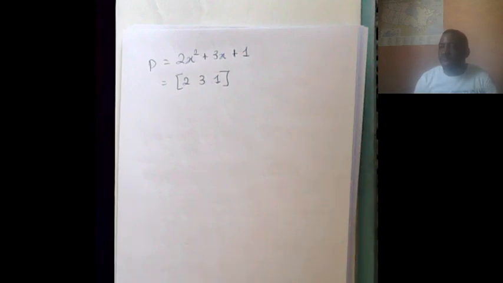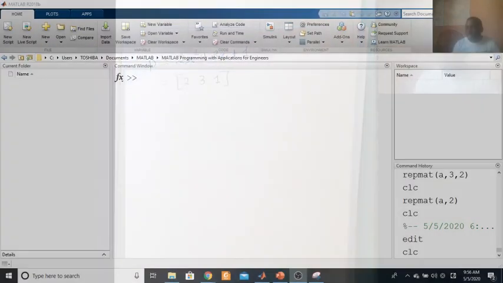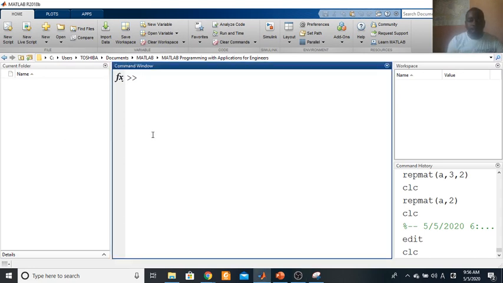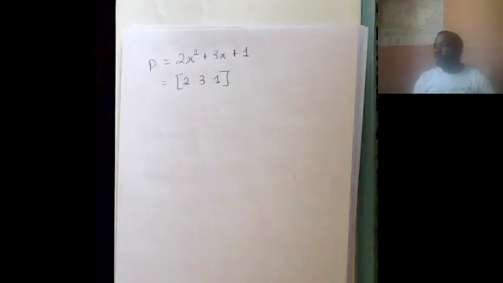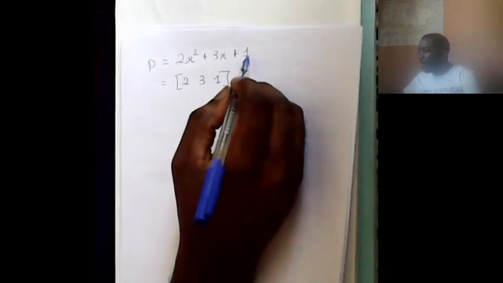Alright, so it means if I go to MATLAB and I create P equals 2, 3, 1. I have done just that, created a polynomial. Okay, so let's begin to do some things with this polynomial so that you understand exactly what I am talking about. So 2x squared plus 3x plus 1, for example. That was very well chosen, by the way.